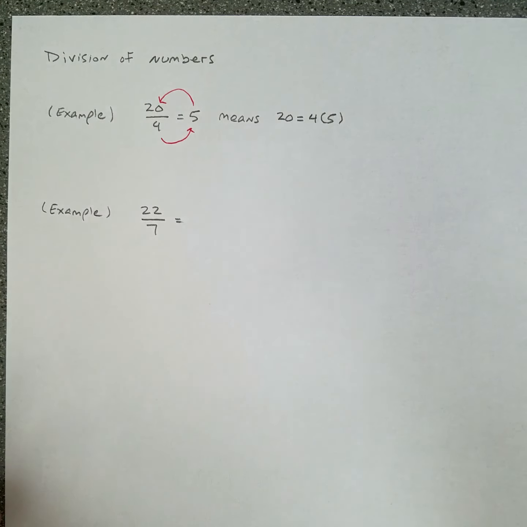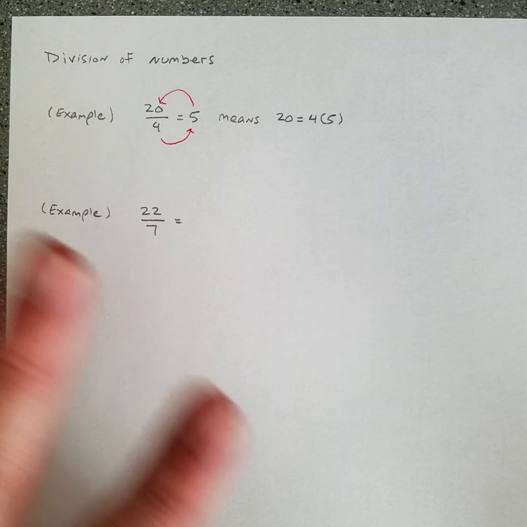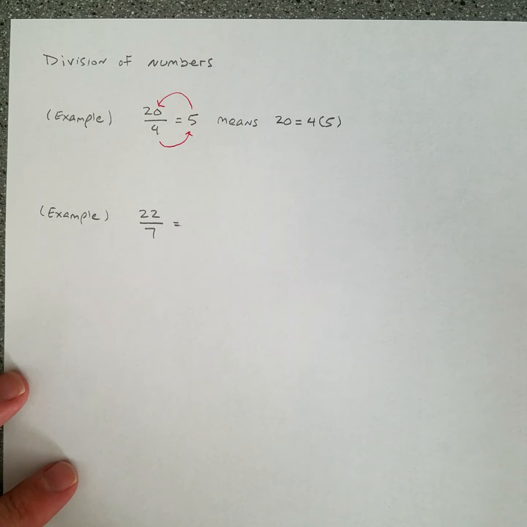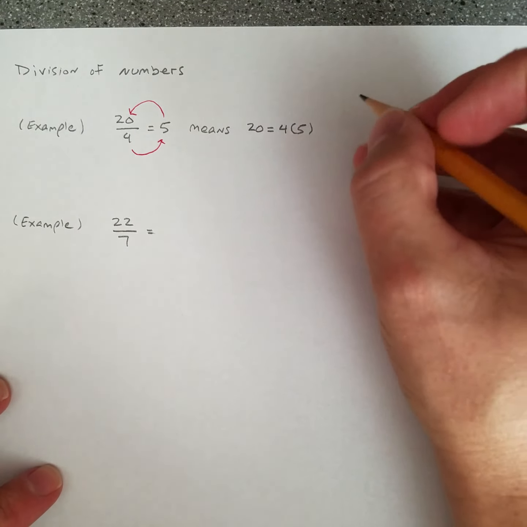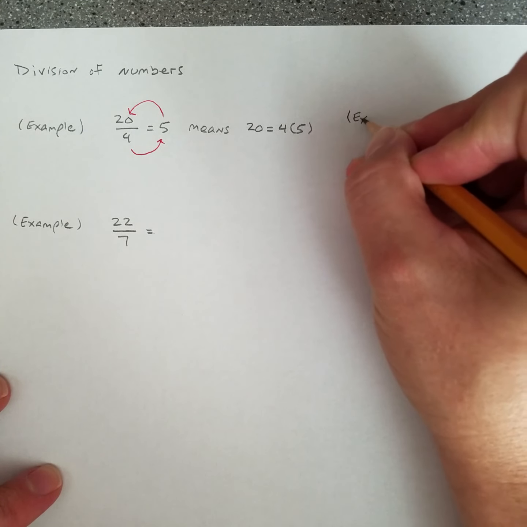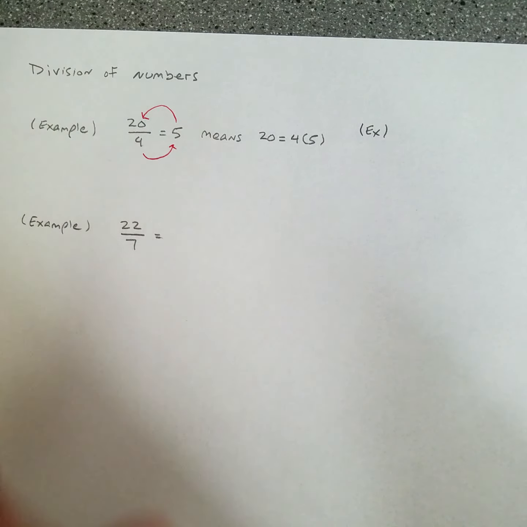Now I've got another example where 7 does not evenly divide 22. We'll talk about how you do that. But it's still division, right? Now I thought of a note that I can tell you about. Why not? It's relevant to what I just showed you here.